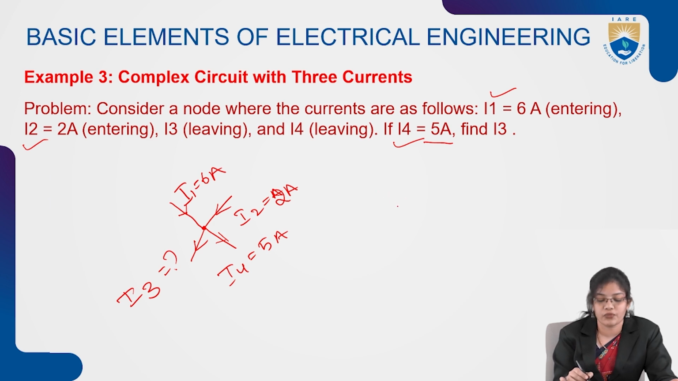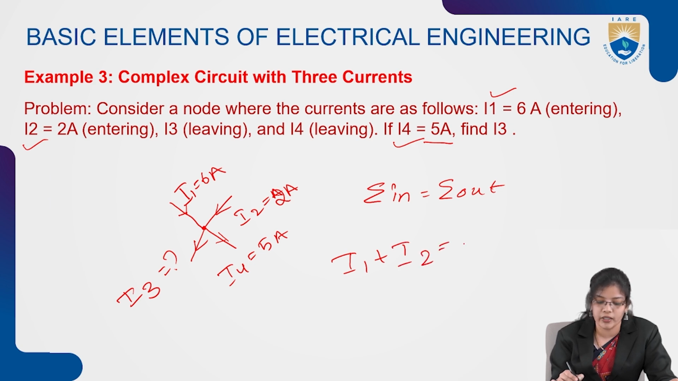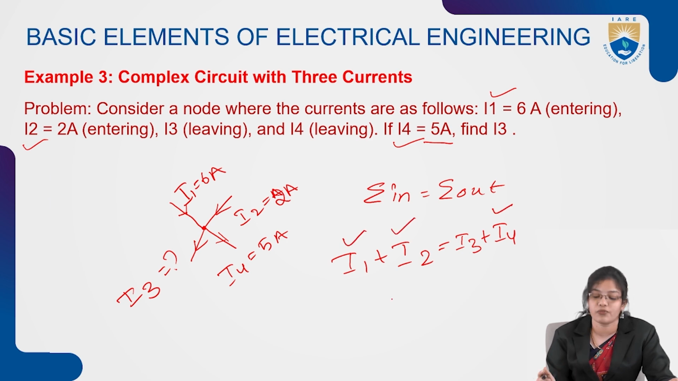As per Kirchhoff's current law, we know that the sum of incoming currents will be equal to the sum of outgoing currents. So here the incoming currents will be I1 plus I2, and the outgoing currents will be I3 plus I4. So we already know the values of I1, I2 and I4. We need to calculate the value of I3.